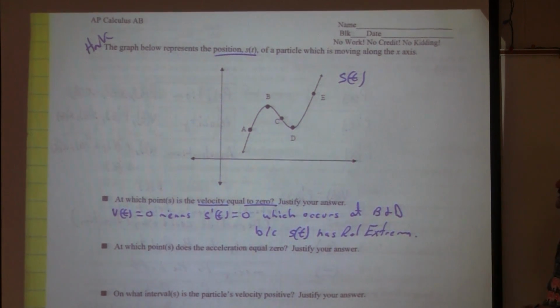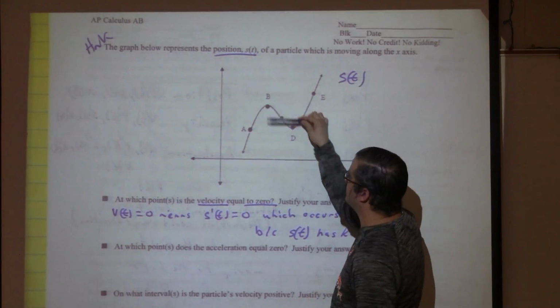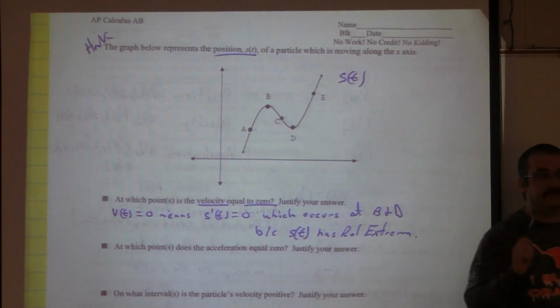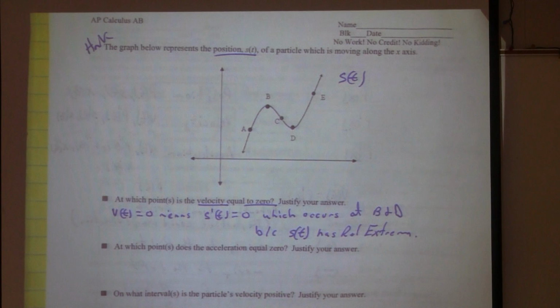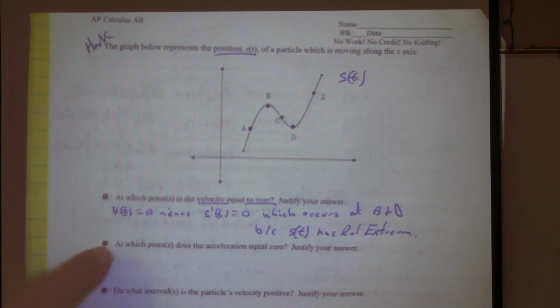In this case, could we say relative extrema? Yes, because it is true. Those are the only places where I have it. Right? But if I had a different graph, I want to be careful. Because I could have a horizontal tangent somewhere. The velocity would equal 0. Good? Alright.